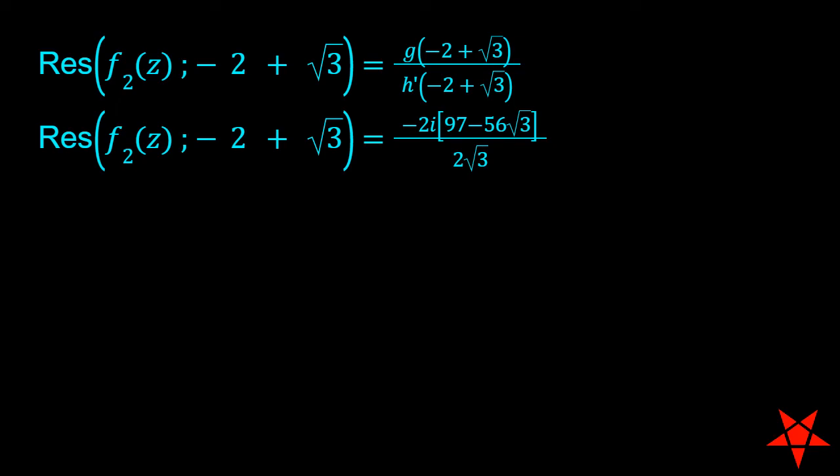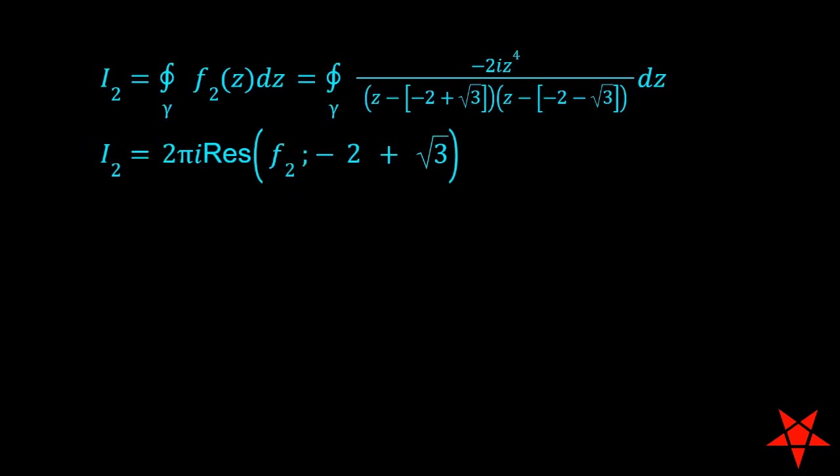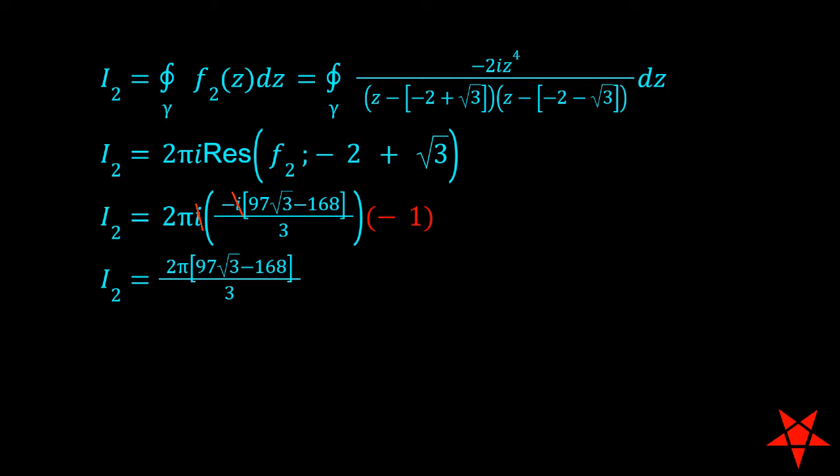The 2's cancel, and we can simplify matters by multiplying top and bottom by root 3. This leaves us with minus i times 97 root 3 minus 168 quantity over 3. Inserting our value for the residue at z equals minus 2 plus root 3 and carrying out the multiplication with 2 pi i, we see that the i's combine to become negative 1, and we have a value of I2 that is equal to a real number.